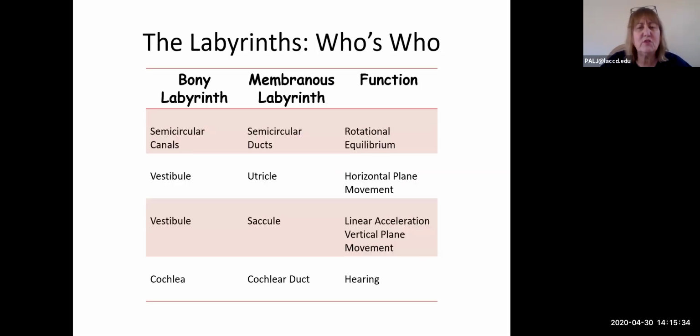So I've made this little starter table for you, giving you the names of the bony labyrinths, the membranous labyrinths, and right now, kind of like the SparkNotes function. So as you're studying and going on, go ahead and fill it out and add more details.